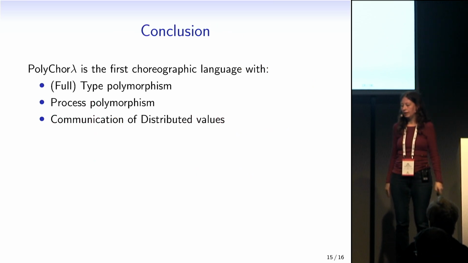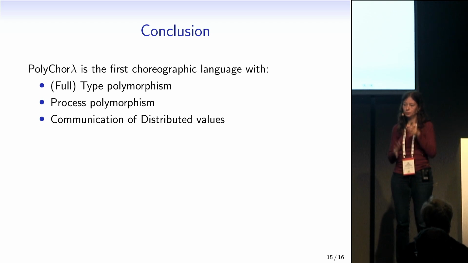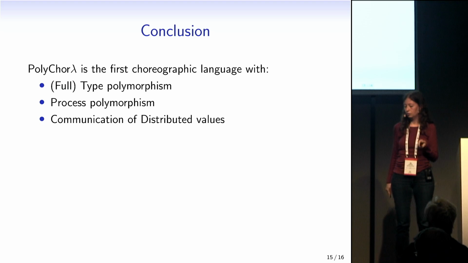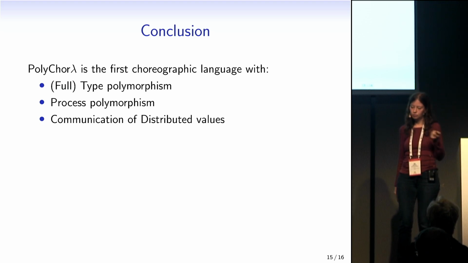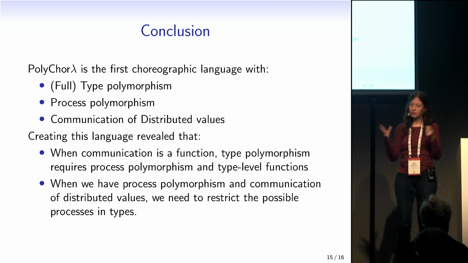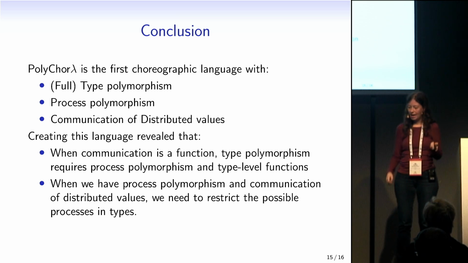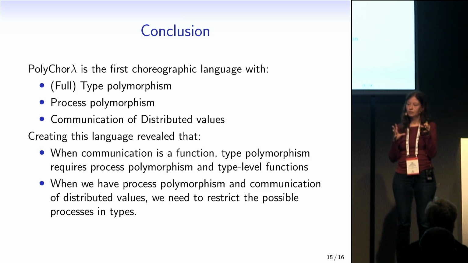So to conclude, we have the first choreographic language with full type polymorphism, that is to say not just polymorphism of local types, but of full types with annotation of where they are. It's the first language with process polymorphism, and we're the first to communicate distributed values. And this has taught us that if communication is a function, then you can't do full type polymorphism without also having process polymorphism and type level functions. And if you have process polymorphism and communication of distributed values, then you need some sort of way of restricting the process that can appear in a certain type.